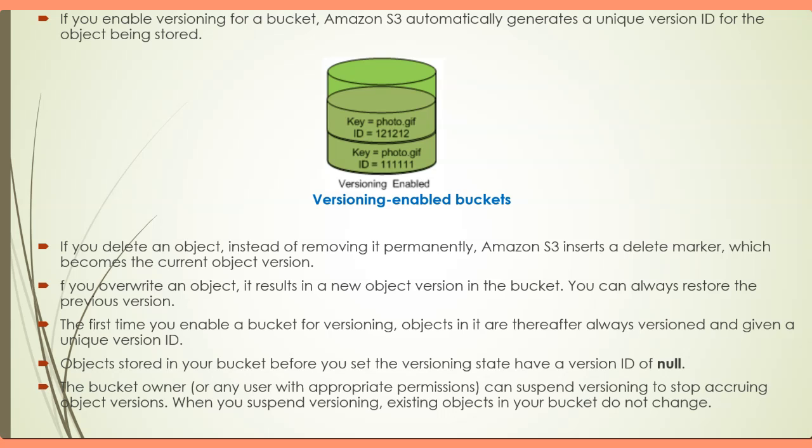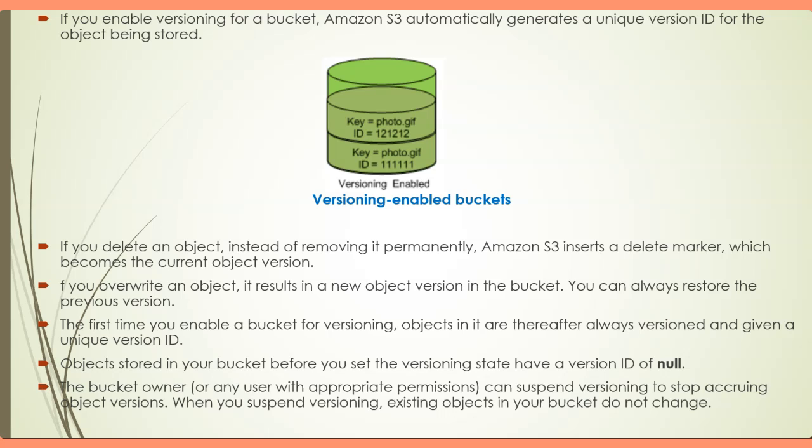The first time you enable a bucket for versioning, objects in it are thereafter always versioned and given a unique version ID. However, the objects stored in your bucket before you set the versioning state have null as a version ID, because they were residing in your bucket before you enabled versioning.